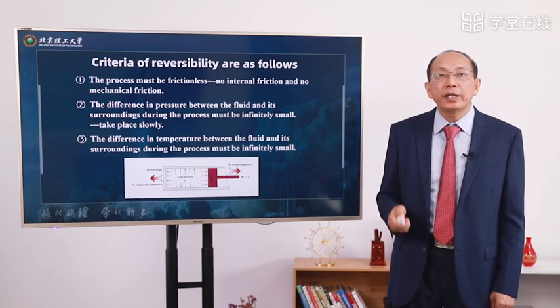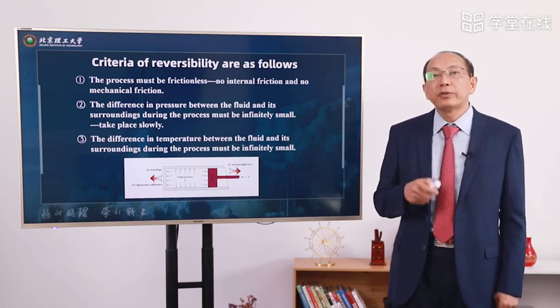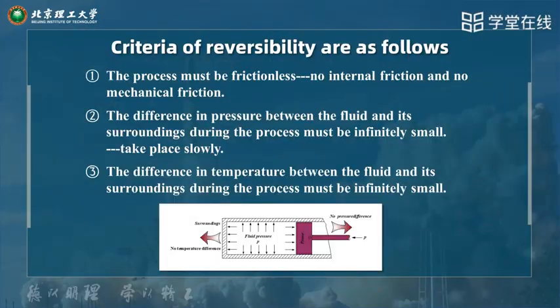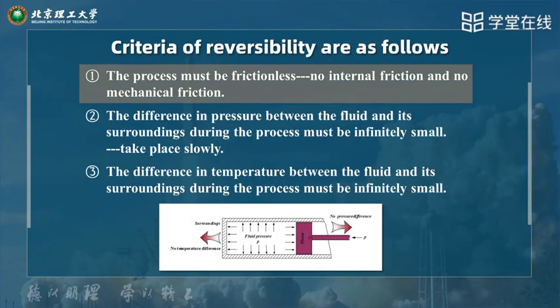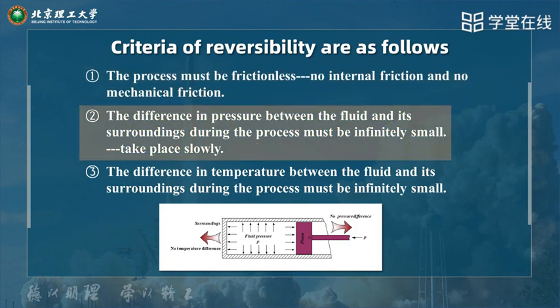Criteria of reversibility are as follows. The first one is the process must be frictionless, with no internal friction and no mechanical friction. The second, the difference in pressure between the fluid and its surroundings during the process must be infinitely small. That is to say, this process takes place very, very slowly.